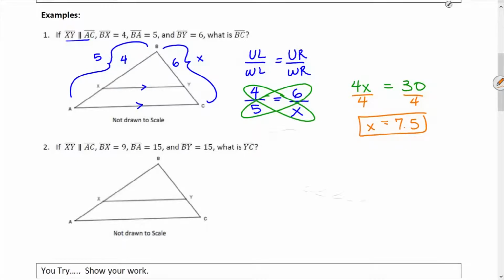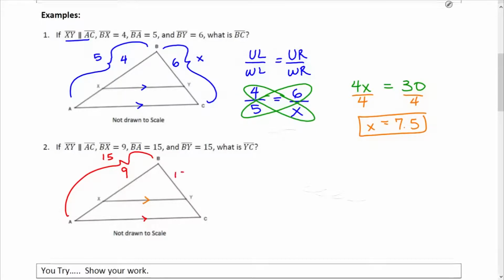In number 2, I will encourage you to pause the video and try number 2 and then see how I do on it. You can go ahead and pause the video. Okay, in number 2, we're given that XY is parallel to AC, so we know that we can use the side splitter theorem. They give us that BX is 9 and that BA, this full length right here, is 15. They give us that BY is 15, and they ask us what YC is.